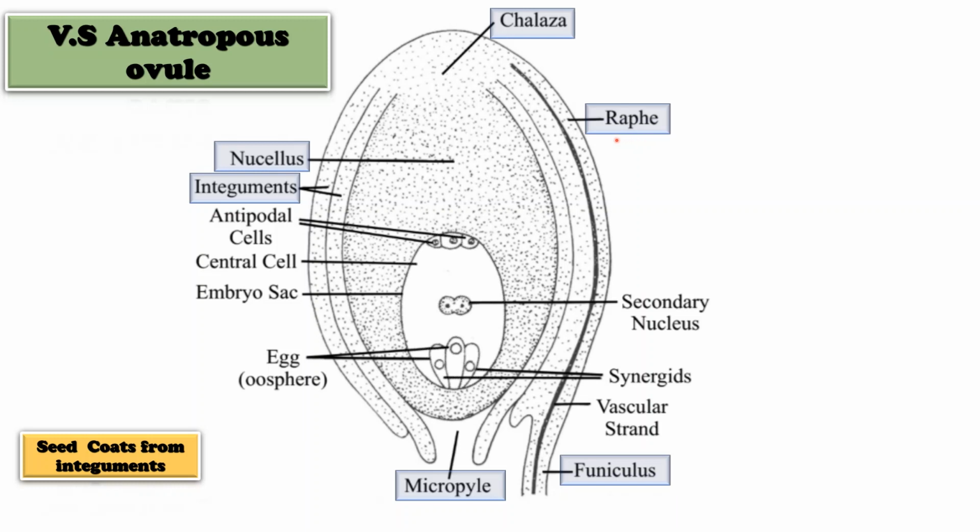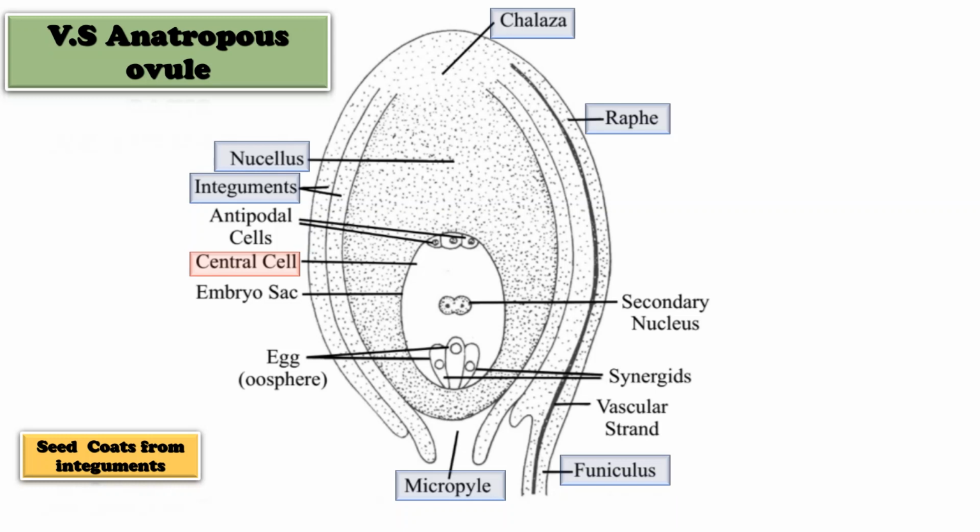Now, let us focus on the central part of an ovule. The fully matured ovule shows central cell with an embryo sac. This embryo sac shows polarity. It means it has two poles.